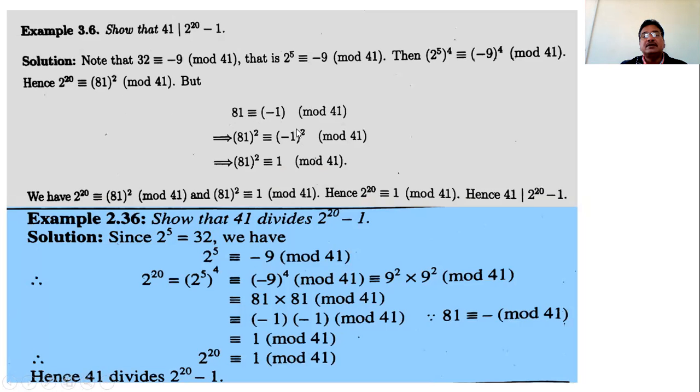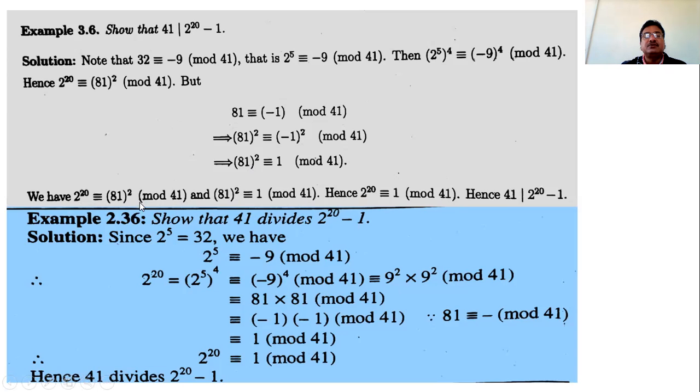Therefore, 81 squared is congruent to minus 1 squared, taking the square of both sides, modulo 41. And then 81 squared is congruent to 1 modulo 41, because minus 1 squared is plus 1. And therefore 2 raised to 20 is congruent to 81 squared modulo 41, and 81 squared is congruent to 1 modulo 41. And this congruence relation is a transitive relation. That is, if A is related to B, and B is related to C, then A is related to C. So 2 raised to 20 is congruent to 1 modulo 41, because the relation is transitive.